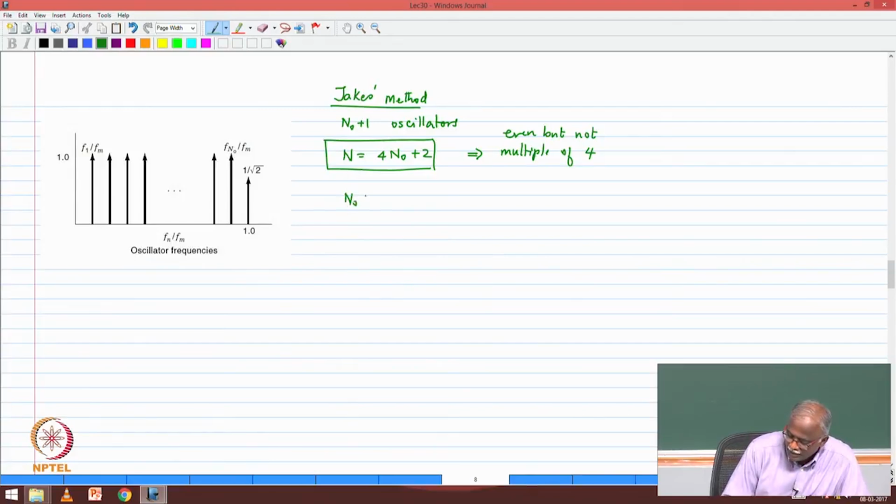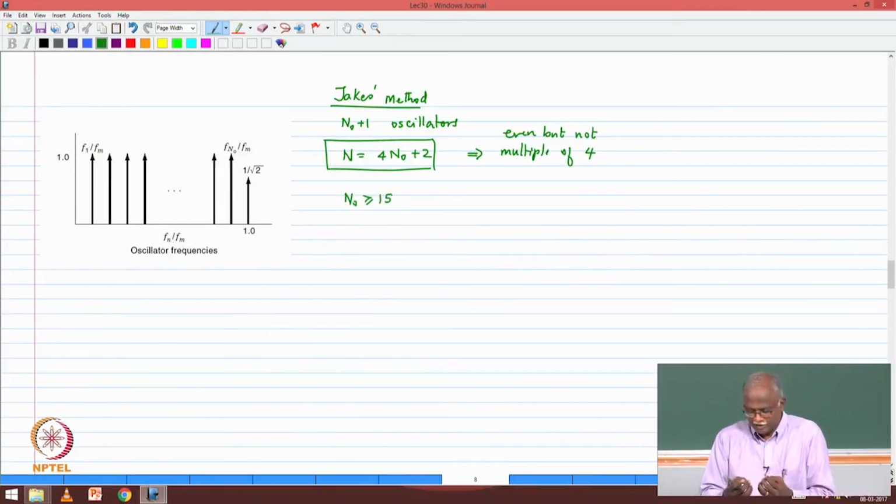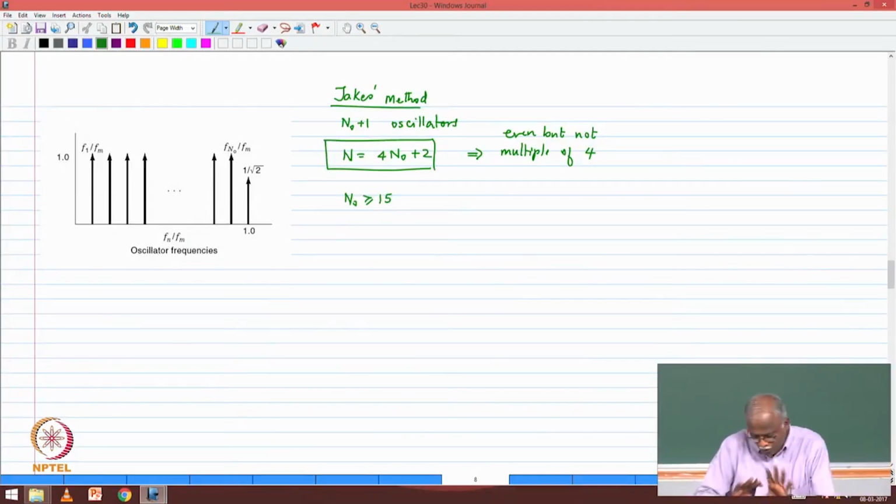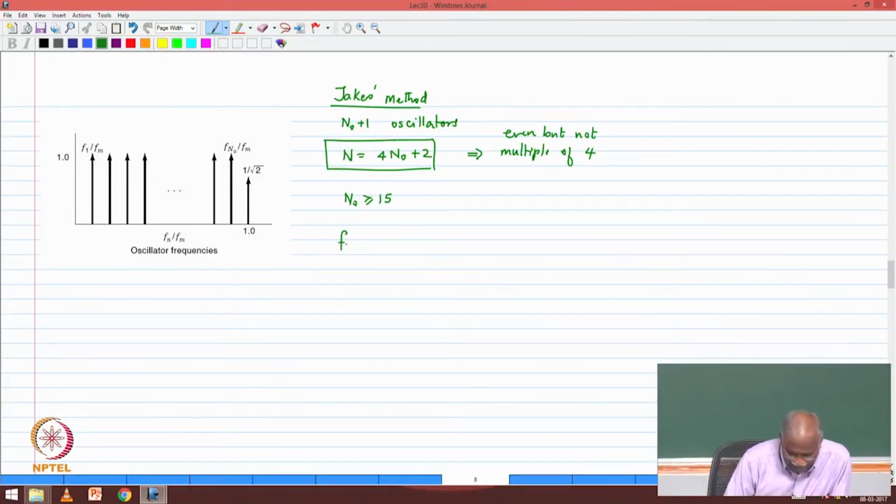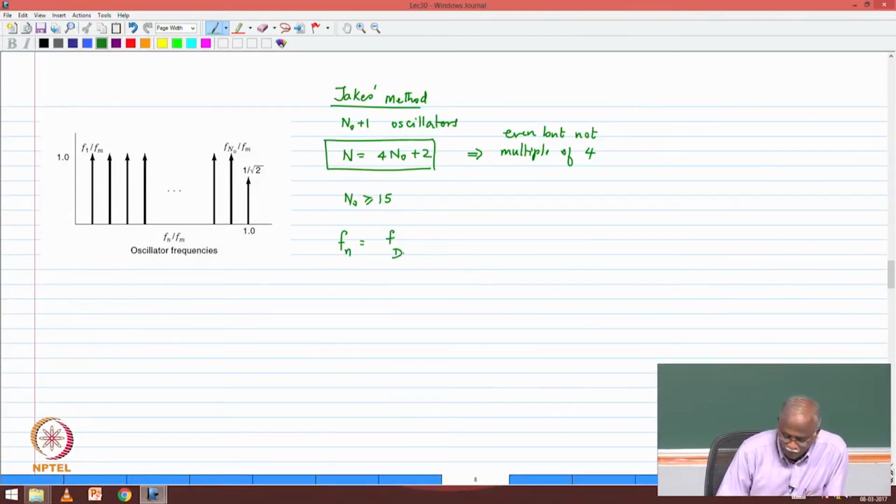N naught greater than or equal to 15 turns out to be the thumb rule for good modeling of the fading channels. But again, the interesting part is how the entire framework is derived. So now these oscillators, there are N naught plus 1 of them. The different oscillators are defined in the following fashion.